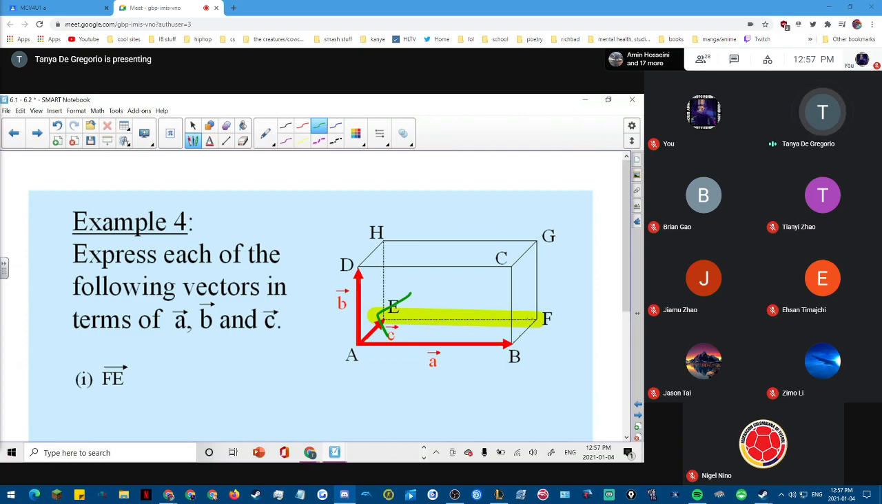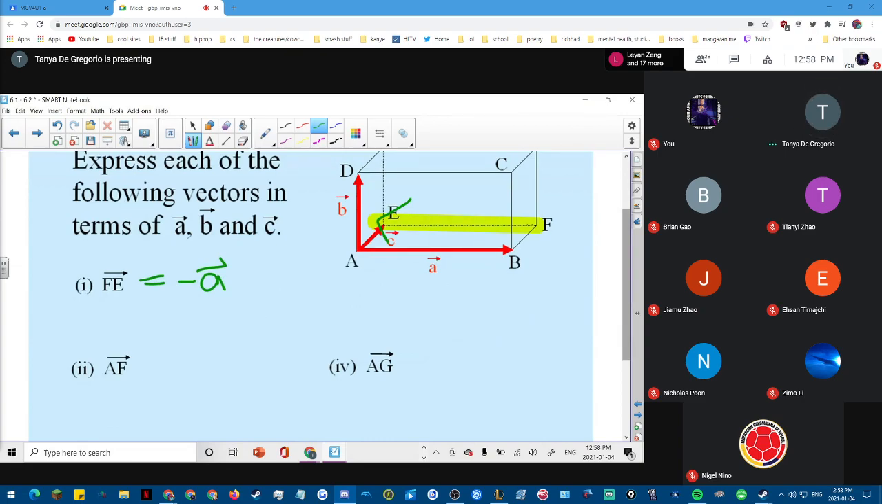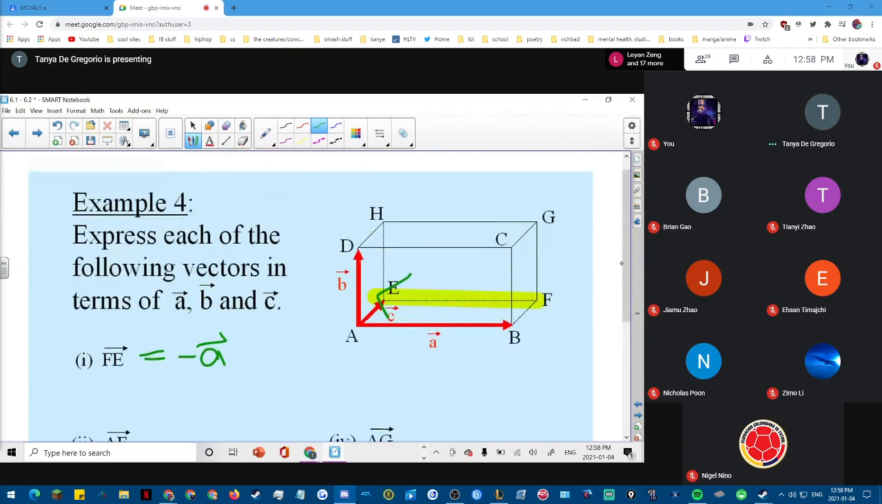Okay, so now, in order to describe vector FE, what does it relate to here? Does it relate to B, C, or A? What do you guys think? A, good. It's the exact same vector as A, except what? How are they different? Direction. The direction is different. So I'm going to call this negative A. So vector FE is equivalent to vector negative A. Okay, so now AF. So AF is this.